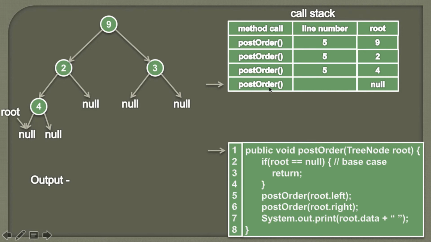So now this post order method will start its execution with a root as null. Here first we will check whether root is equal to null or not. Currently you can see root is pointing to null, therefore the condition in if block comes out to be true. So we have reached our base case, and we'll simply return from this method. Friends, as we return, this post order method is executed completely, therefore it will be removed from the call stack.